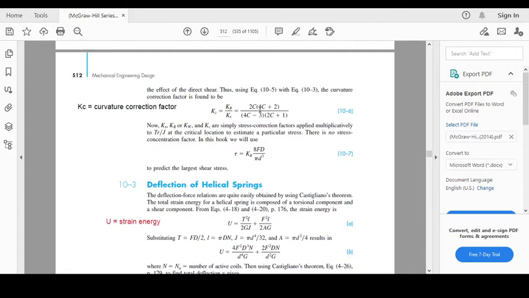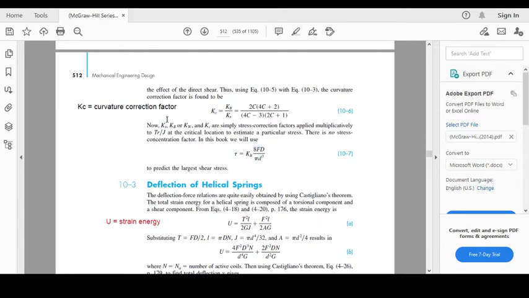C is the spring index, you can see here, and 4C minus 3, 2C plus 1. Okay, always spell the full name, until you are familiar with it. You spell the full name.